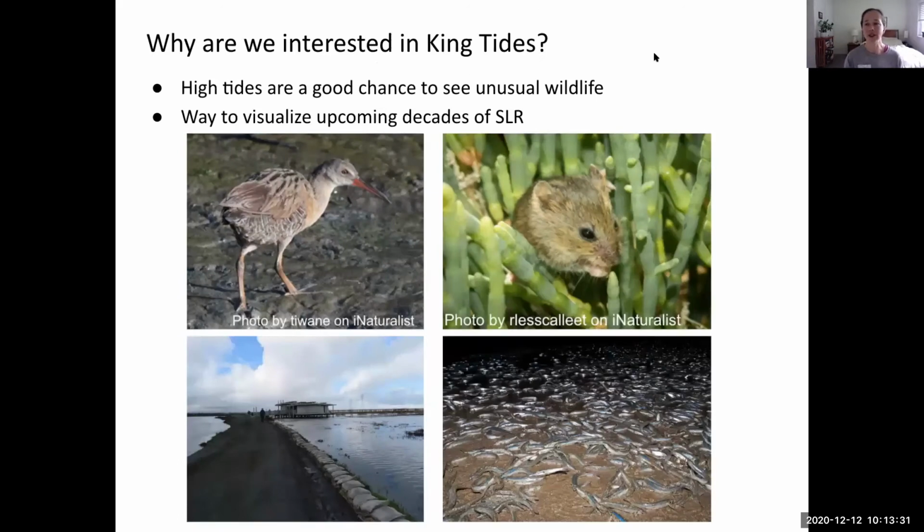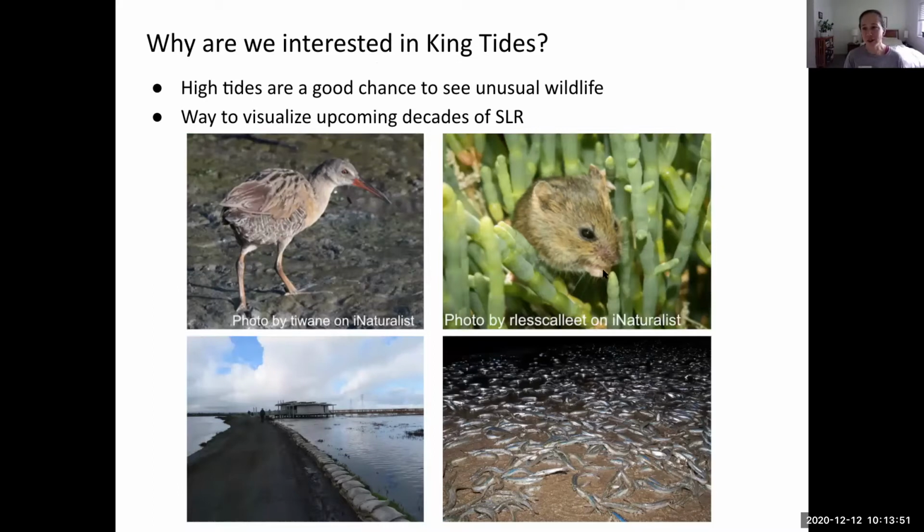So why are we interested in king tides? For one, it's a really cool chance to see unusual wildlife that is seeking refuge in higher tide areas than usual. This is a Ridgway's rail, which lives out in the salt marsh and has to sort of move up to higher tide areas when we've got these high tides.